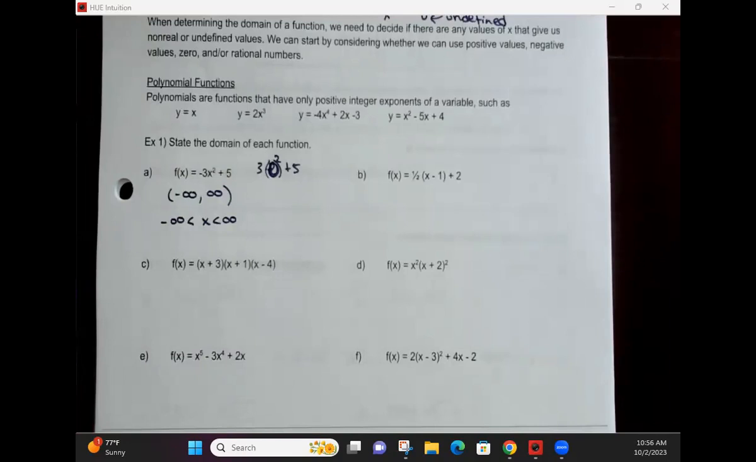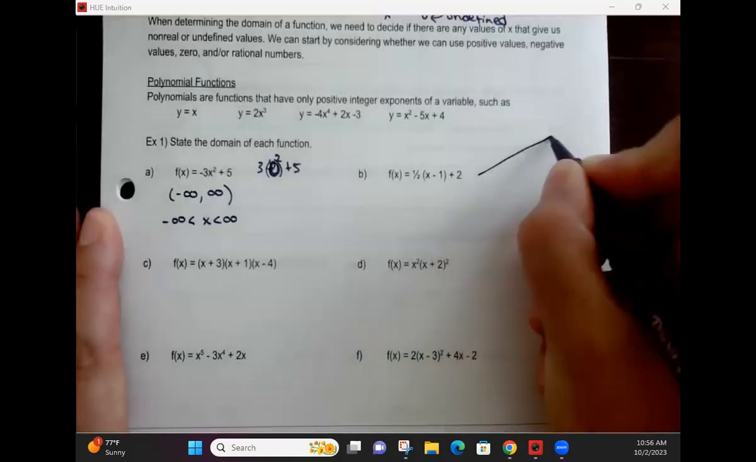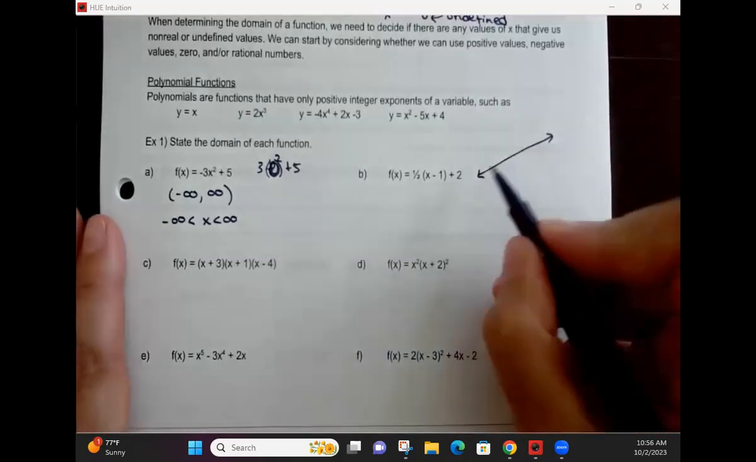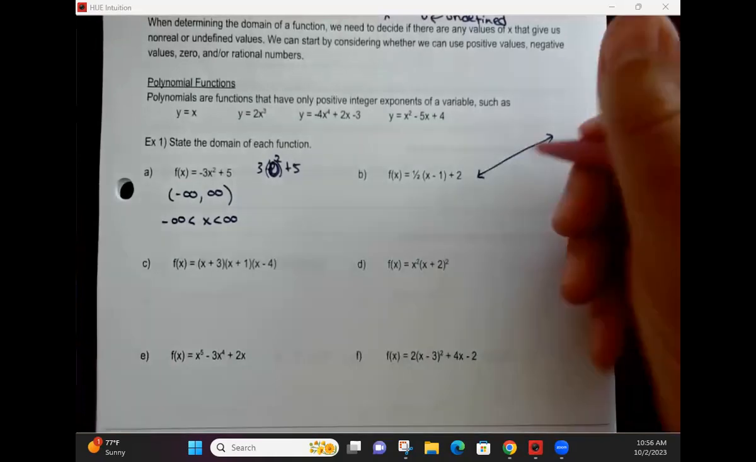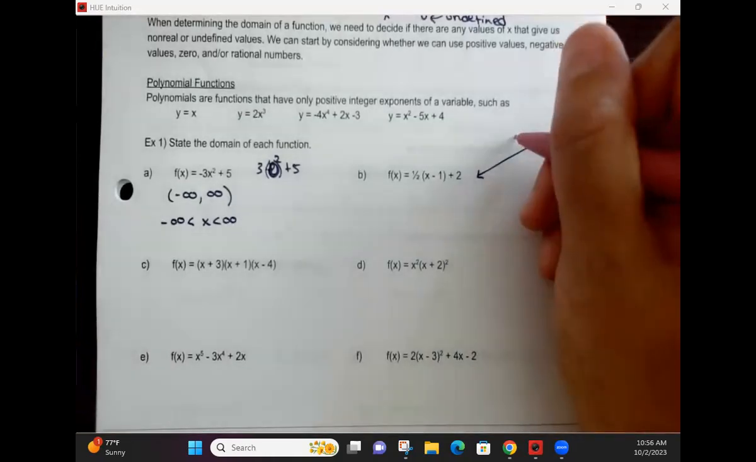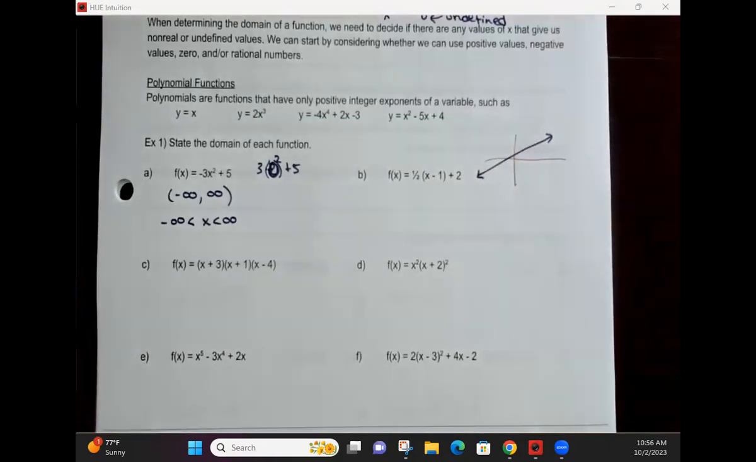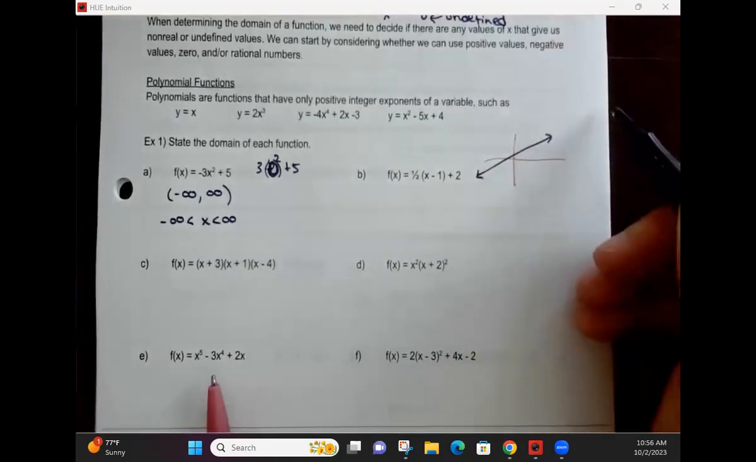Could I plug in a negative number? Sure. Could I plug in a fraction? Sure. I mean, I probably don't want to, but could I? Yeah. Remember that linear functions are lines, right? It looks like this. It's going to be a line with a slope of a half. And so if I think about this on the coordinate plane, wherever that lands, it's going to keep going forever this direction.